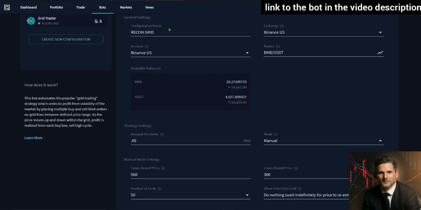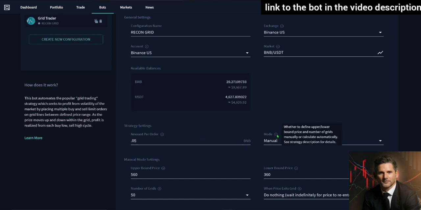Now, just to recap, the configuration name is Recon Grid, the exchange is Binance US, my account is Binance US as well, the market that I'll have it trading is BNB USDT. For the available balances, I have 20 BNB, and USDT I have 4,000 and change, so I have plenty available for this bot to be deployed with. And I can't stress enough, you have to have both currencies available in order to deploy this bot. And then the amount per order that I selected is 0.05 BNB.